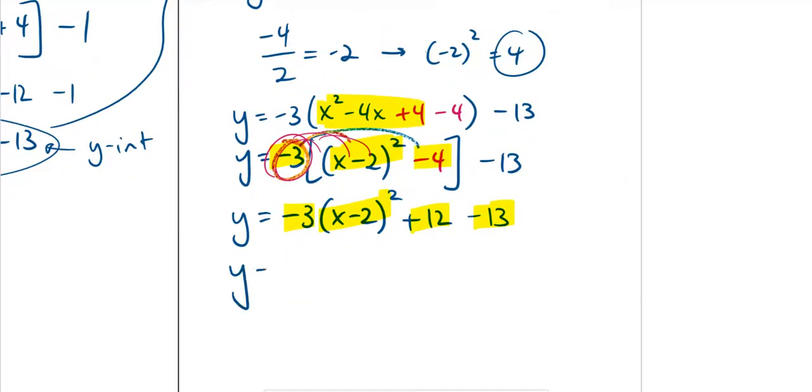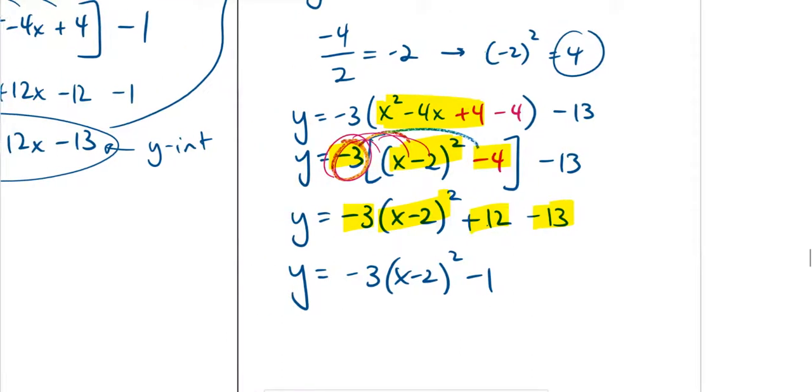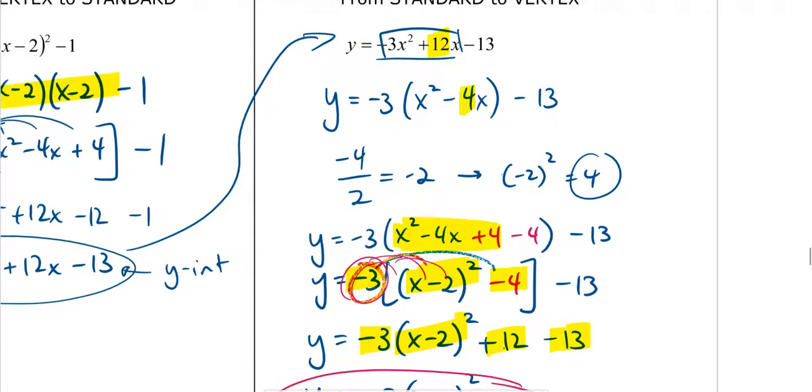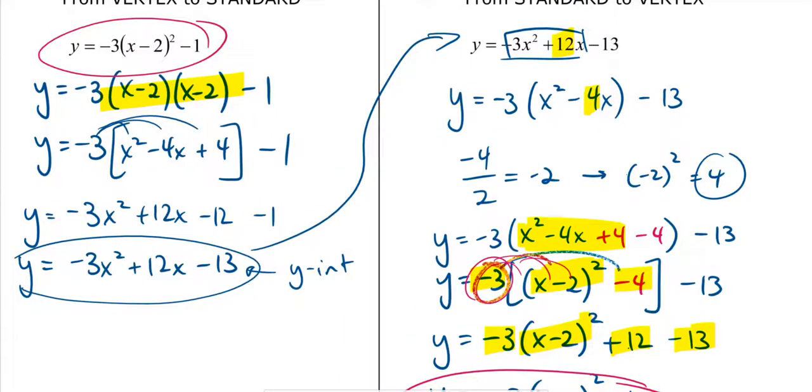Okay, so then y equals -3 times (x minus 2) squared. 12 minus 13 is -1. And there you have it. There's our vertex form. It's in the form of y equals a times (x minus h) squared plus k. So that's what you see there, and that's what we originally had on the left side.